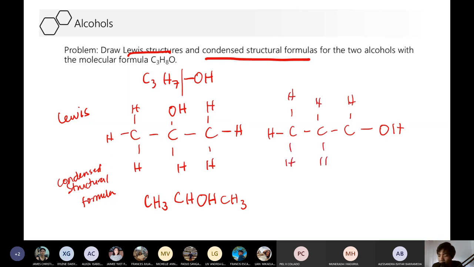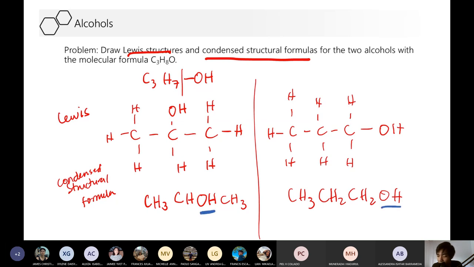By the way, practice na lang ninyo ito sa bahay, ha? Ay, nasa bahay naman kayo eh. CH3, CH2, CH2, OH. Observe the difference, ha? So, yung OH natin nasa gitna, yung OH natin nasa dulo. So, magkaiba sila ng condensed structural formula. So, that means they are isomers. Screenshot nyo na lang. Then, I will proceed with the next functional group.